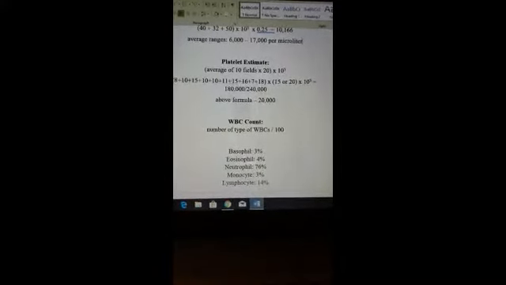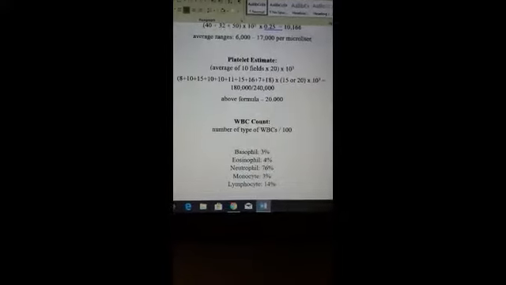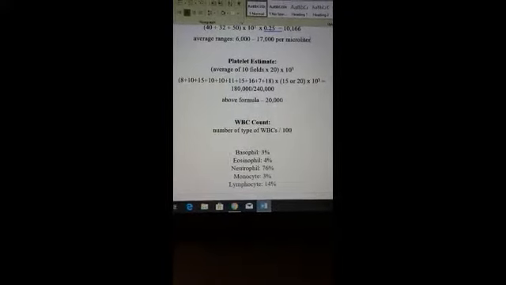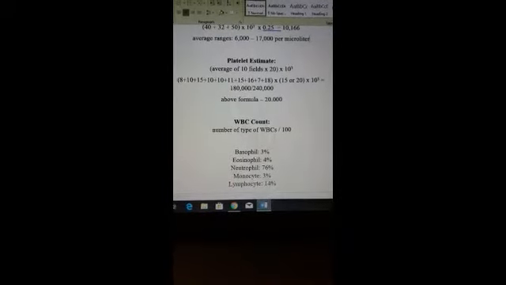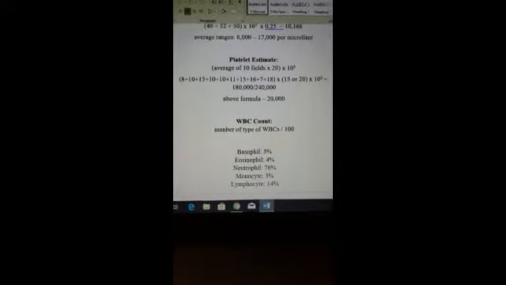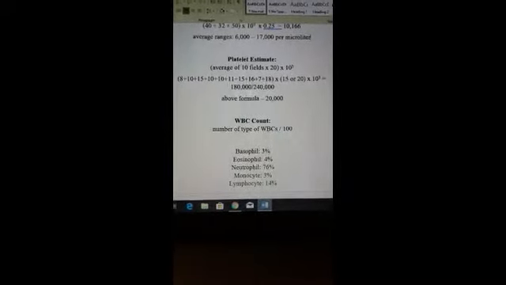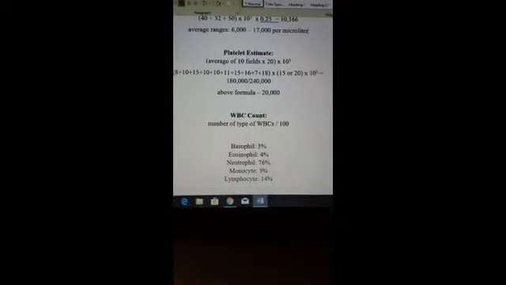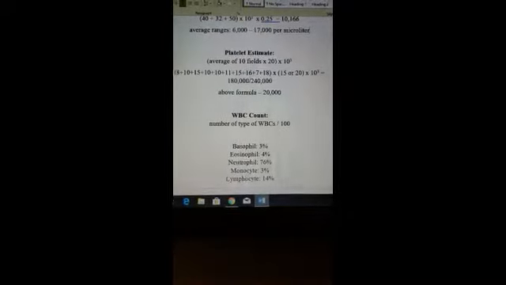So if we redo it going by 20 in the formula, 12 times 20 times 10 to the third power, we got 240,000, which is more in the normal range. And the reason that sometimes platelets could seem a little bit low, even if they're not, is if they are clumping. So you think you're just seeing one, but there are multiples there. Things like that could affect your platelet estimate. So it's always good to double check.